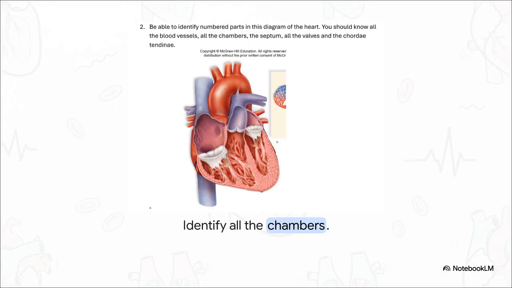Notice the distinct dark purplish-red hollow cavities on both the left and right sides of the image here. You've got these upper loading rooms and larger lower pumping rooms. These distinct hollow spaces, those are your chambers. Whenever you're asked to identify a chamber on a diagram like this, just look for the large, open, cave-like spaces right inside the muscular walls.